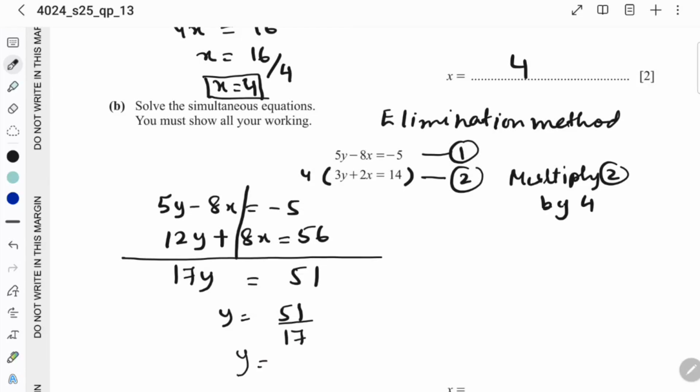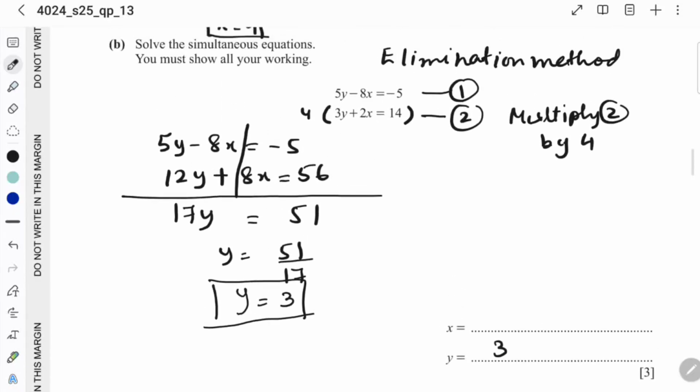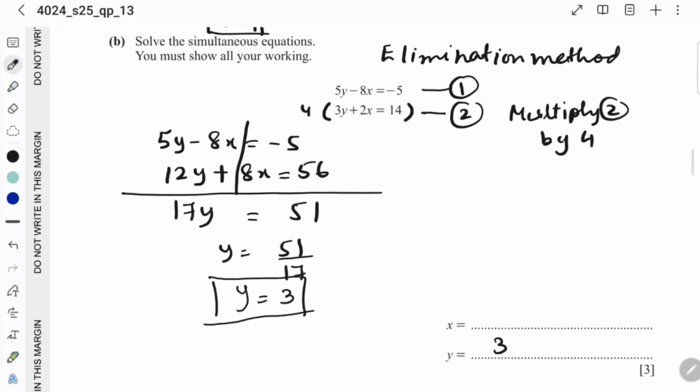So y is equal to 3. But we cannot stop here. We'll have to calculate the value of x also. So it's up to you. Either you substitute the value of y in equation 1 or equation 2. For example, if I'm taking equation 1, 5y minus 8x, you can just substitute in the original equation.